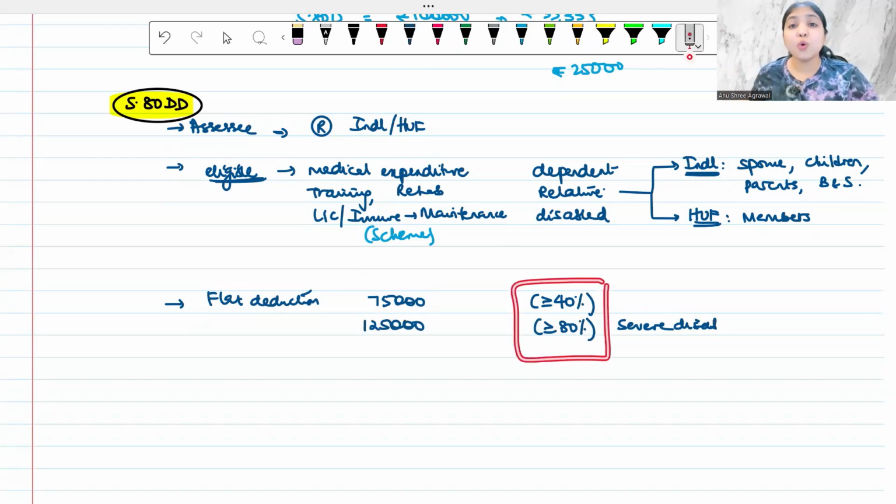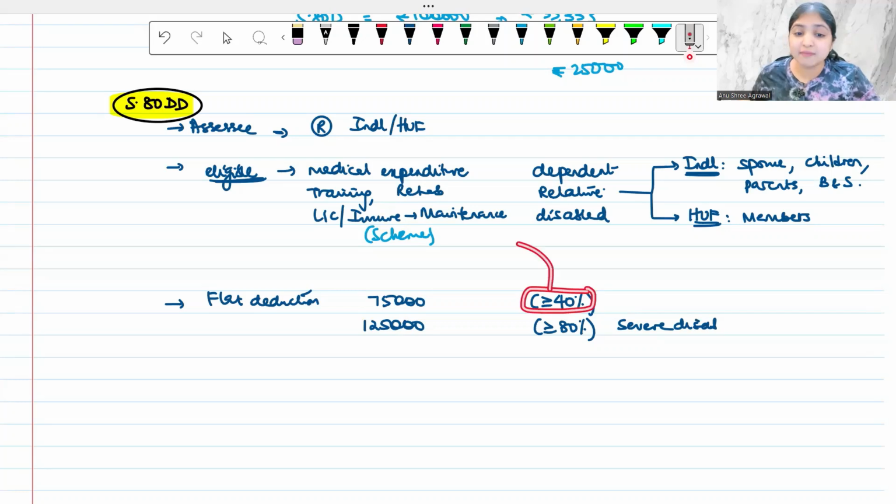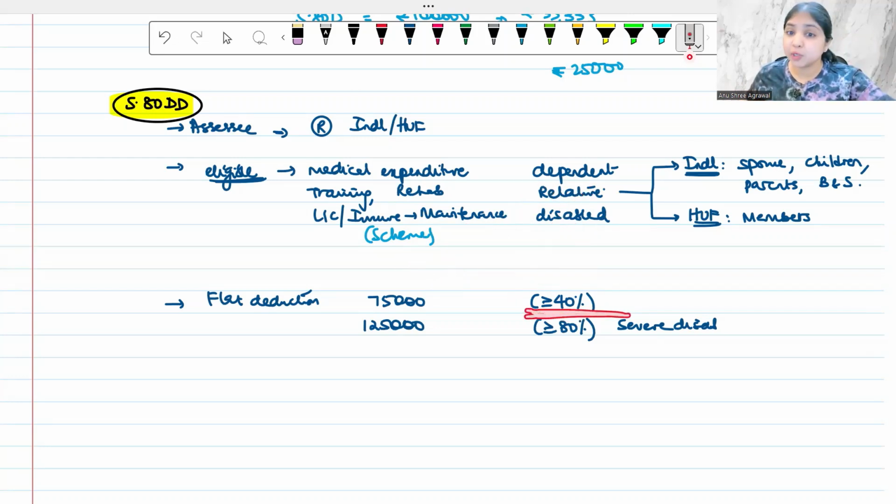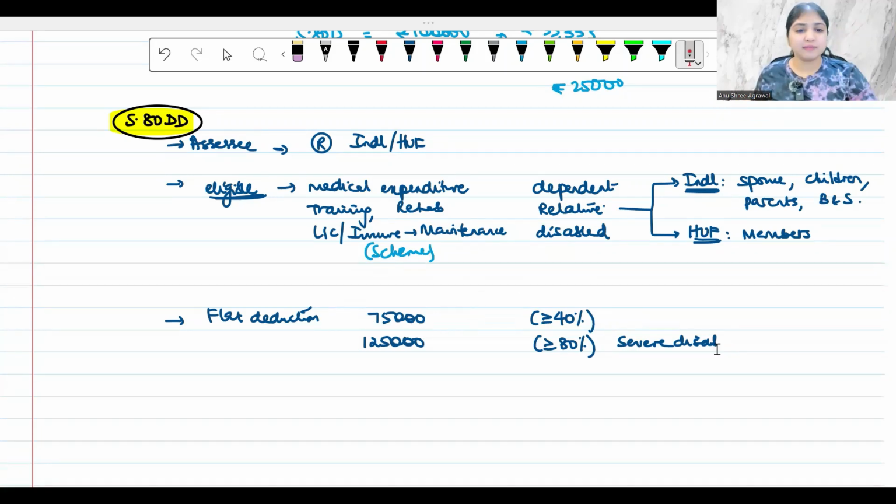Now, these percentages, how will we get to know? The assessee has to get a medical certificate, a doctor has to certify the degree or percentage of disability. Basically, what is the percentage of body movements that this person is unable to do. If he is 40% disabled, only then we can even call him disabled. If the disability is less than 40%, we can't call him disabled. So if 40% of his body movements he is unable to do, then he becomes a disabled person and my assessee can enjoy a flat 75,000 deduction. If the dependent relative is 80% disabled, then you call it severe disability. In severe disability, you give a flat 1,25,000 deduction.